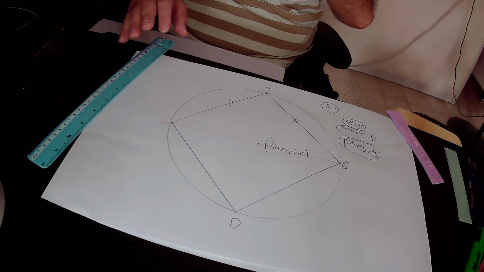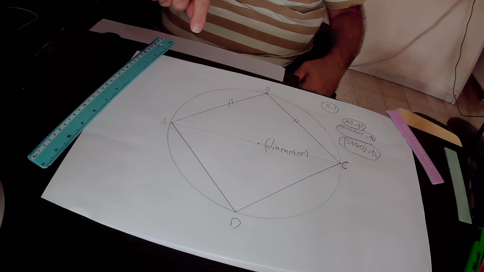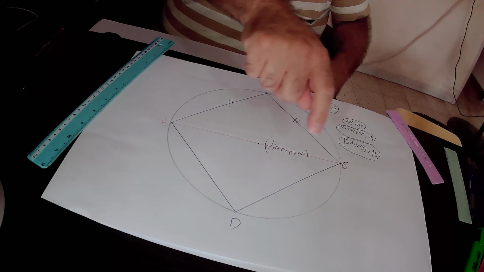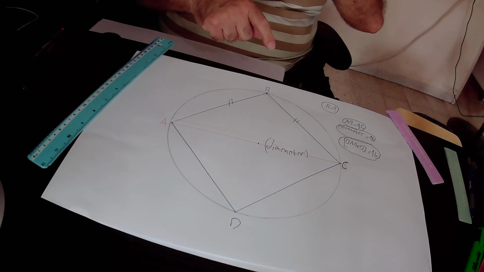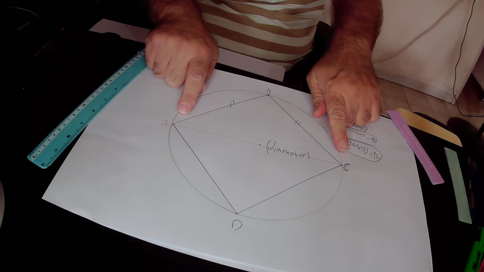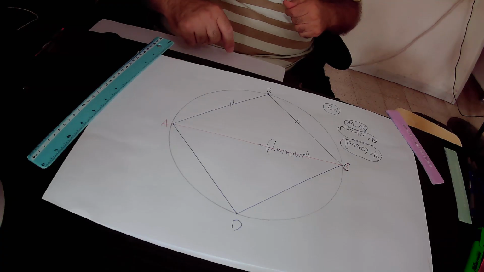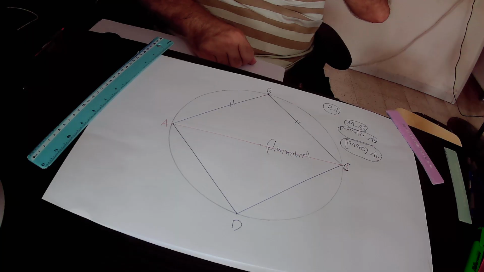In the drawing we have quadrilateral ABCD that is inscribed by this circle. In addition, we know that AC is the diameter of this circle. We also know that AB equals BC in its length.